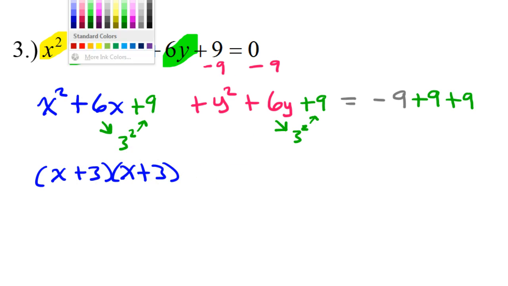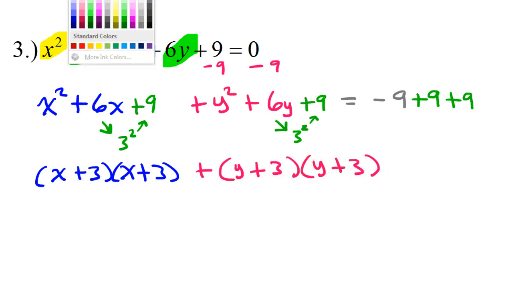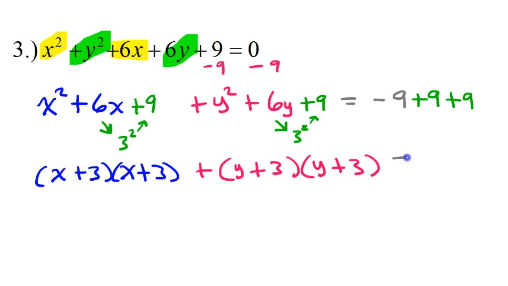Then I'm going to do the same thing with the y's. Okay, if I factor this trinomial, okay, well, it's identical except for their y. So this will be (y + 3)(y + 3). Okay, negative 9, positive 9, they cancel each other out, and I've got 9 over there.